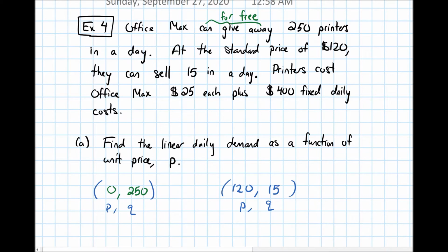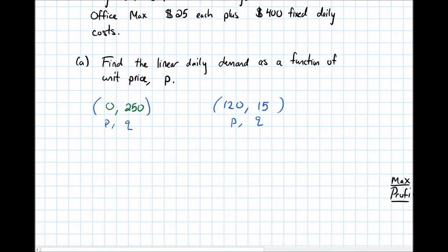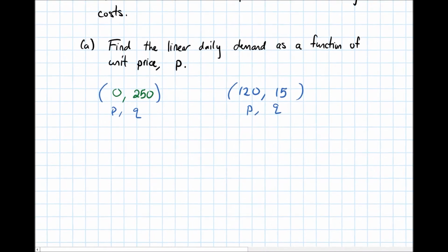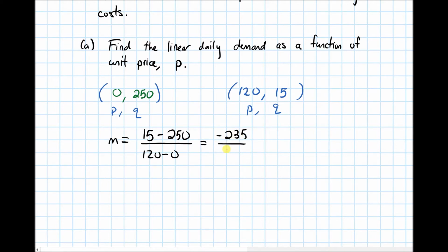Okay, so let's use these 2 points to get our slope. Our slope would be the change in y on top, so 15 minus 250, over the change in P values, 120 minus 0. Simplifying this, we get negative 235 on top over 120 on bottom.